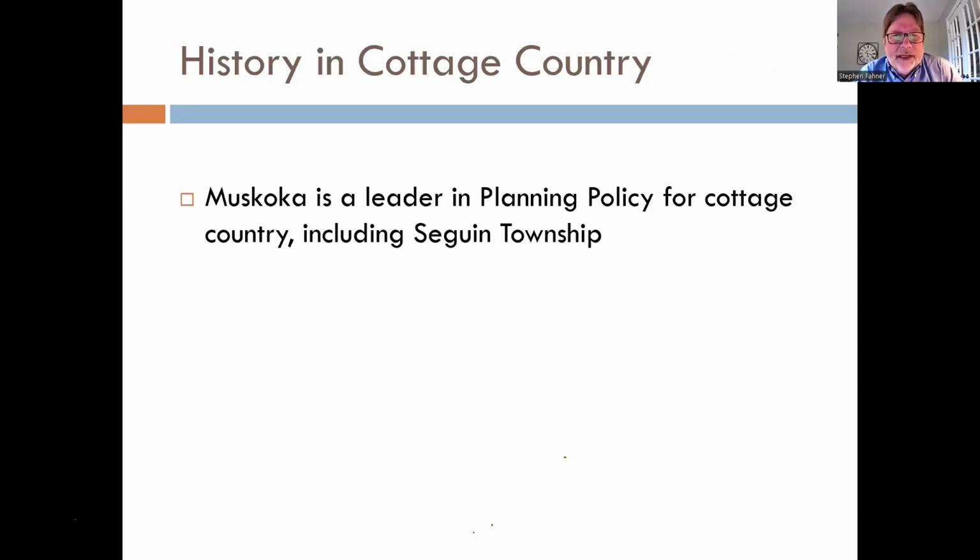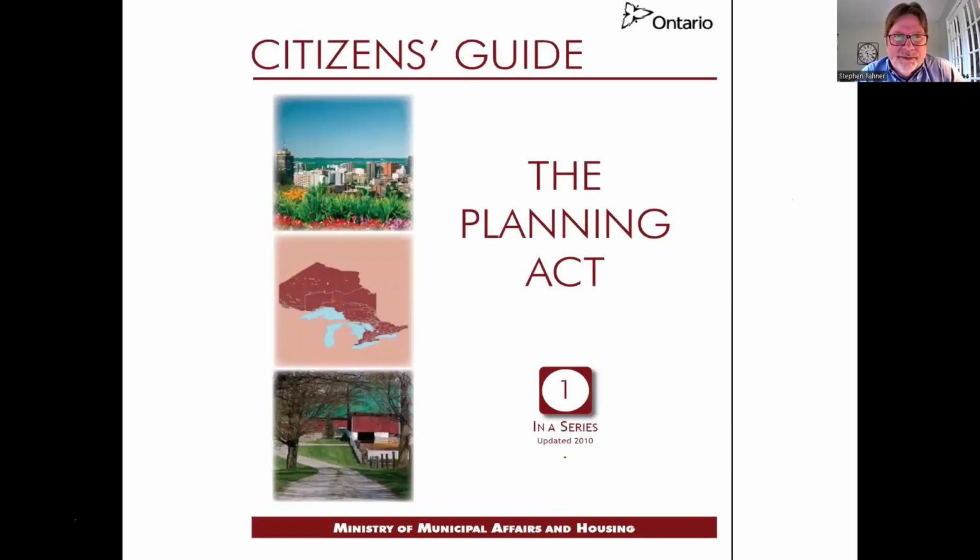I would say that, including Seguin Township, Muskoka is a leader in planning policy for cottage country. I've been involved in some planning matters in Eastern Ontario, and I can certainly tell you that they're behind in terms of policy development compared to what we have in Muskoka. And even though there may be frustrations from time to time with policy in Muskoka, maybe it doesn't encompass that particular development that your neighbor's doing, it is quite comprehensive in comparison to other areas of the province.